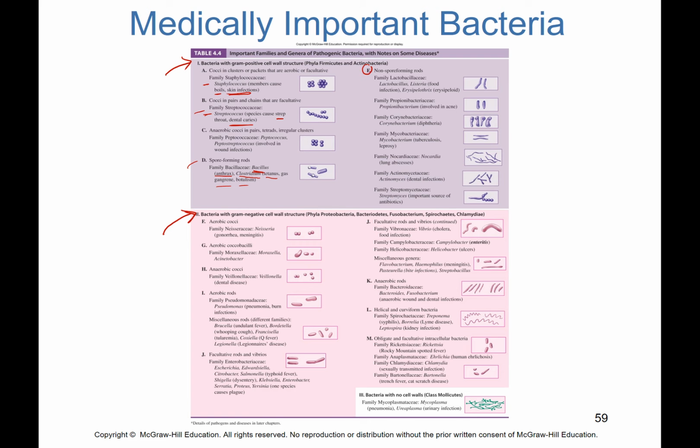Your non-spore-forming rods, and yet again, gram-positives, your Lactobacillaceae, they include things like your Lactobacillus. One of the ones that's been in the news a lot relatively recently is Listeria. Listeria is a food infection, and we find it oftentimes not just in dairy, but that one's the most common that's been talked about in terms of Blue Bell ice cream.